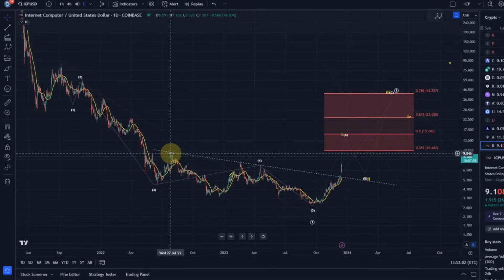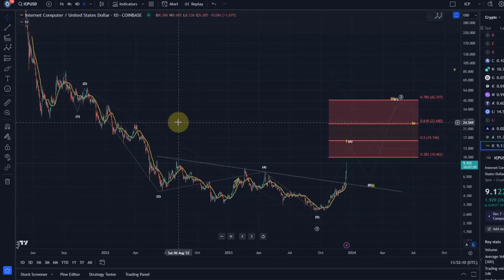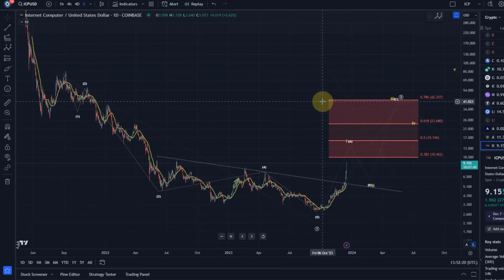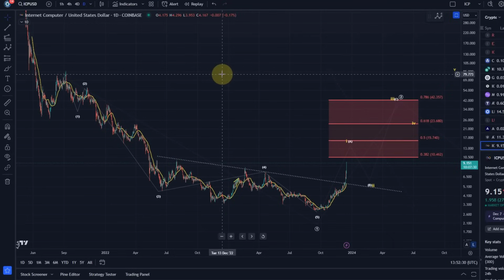Zooming out a bit, we also have some structural resistance. Basically here, these swing highs are very, very close to that 10.46 level. It's basically the $10 mark, so it's a bit of a psychological resistance level as well. Then we have this swing high, which is very much overlapping with the golden ratio, the 61.8 retracement level. And then above that level, we've got the 78.6, well, this swing high here. So many of these previous swing highs are actually overlapping with the Fibonacci resistance levels, okay?